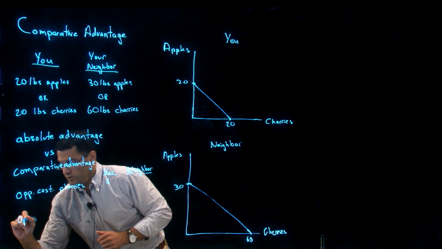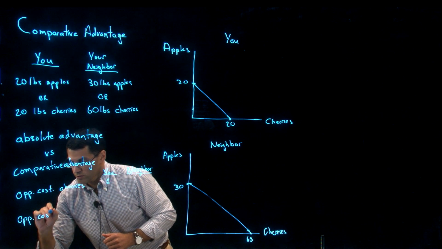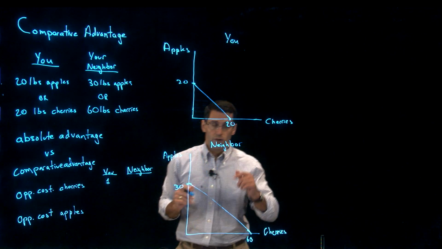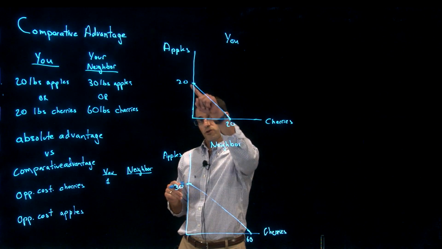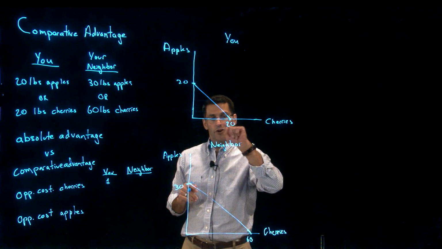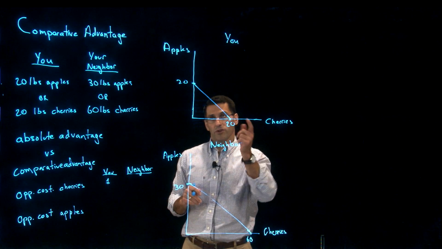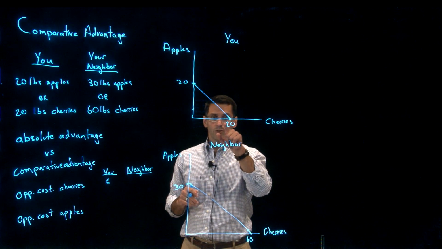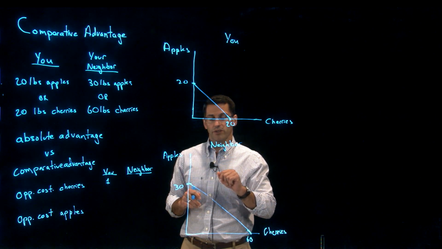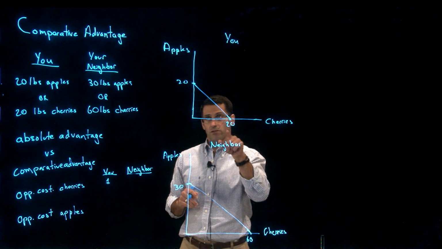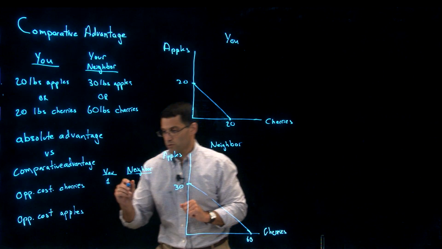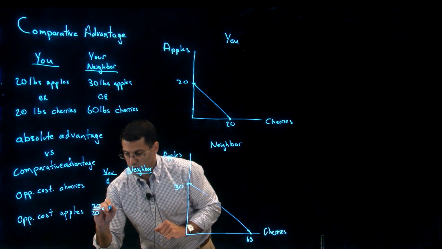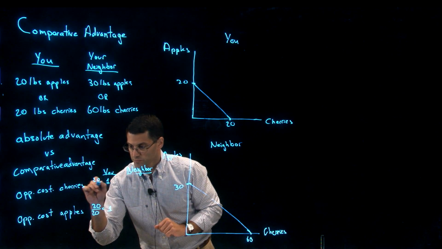And we're also going to do the opportunity cost of picking more apples. Likewise, well, imagine now you're going in the other direction. If I start off with 20 pounds of cherries and no apples, and I want to switch to making apples, I have to give up 20 pounds of cherries in order to gain 20 pounds of apples, or in other words, again, 20 over 20, which is equal to 1.